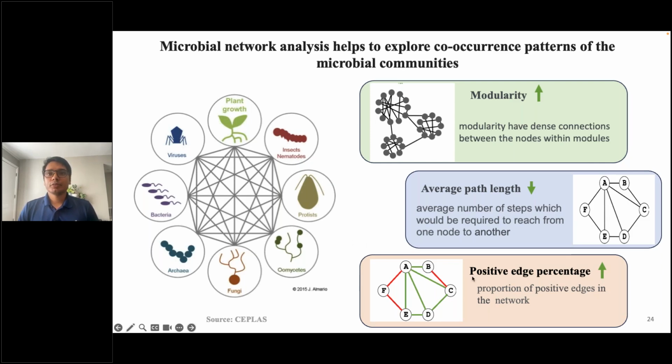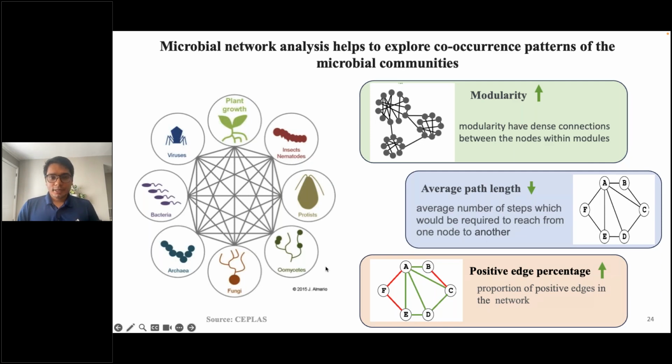Similarly, another parameter we use is the positive edge percentage. The positive edge percentage is the proportion of positive edges in our network. So here in this branch, if we look at nodes A and E, and the edge between A and E, we see a green line, which means a positive interaction. Similarly, if you look at the edge between A and F, we have a red line, which means a negative interaction between these two taxa. So the higher the positive edges, the more stable the microbial community network is.